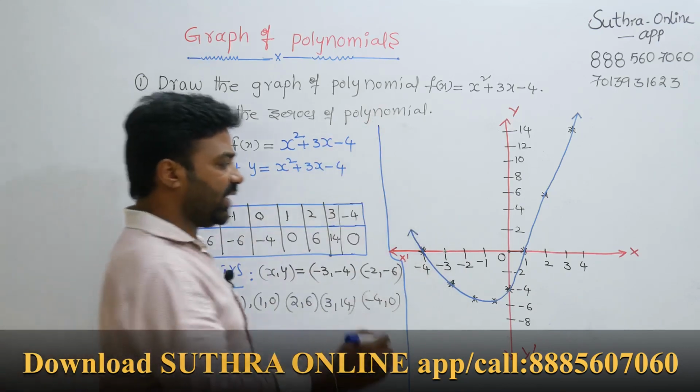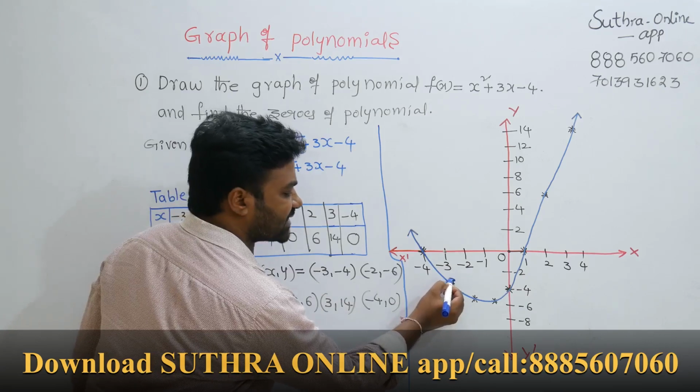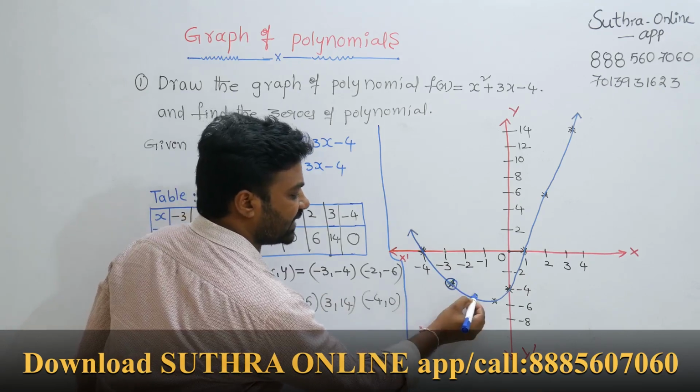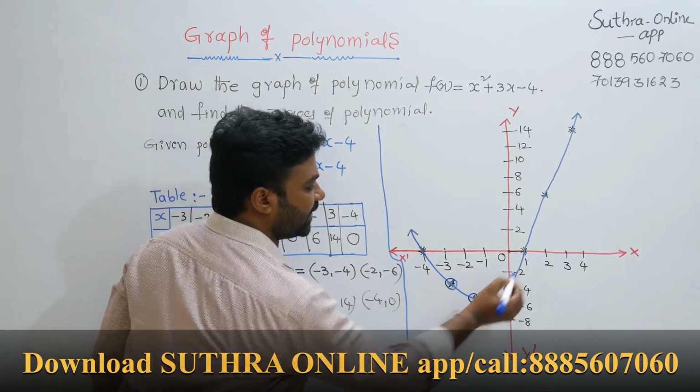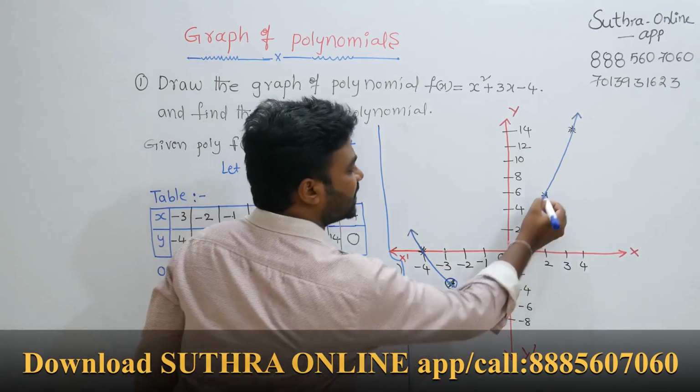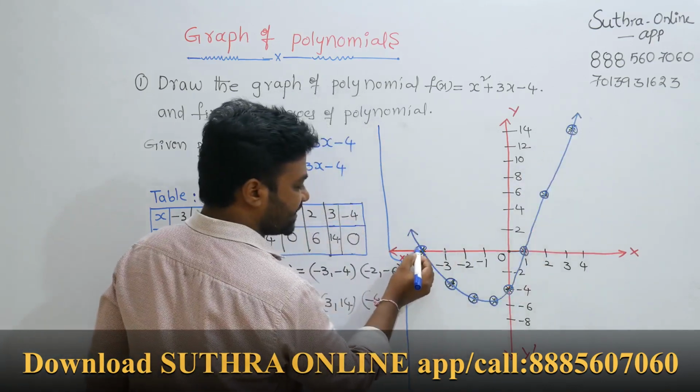Now see this curve. Here the plotting points you take as a circle. It's better. Like this you can keep the circle symbol. Where a point is there, you keep the circle symbol. So to see, it is very nice.